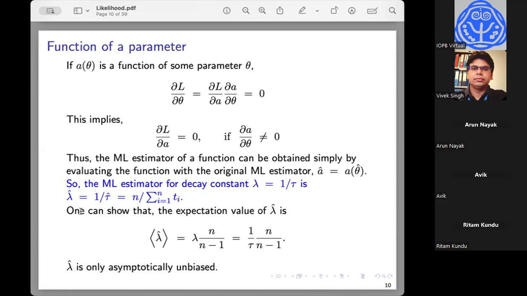If you try to calculate the expectation value of lambda hat, you will see that this lambda hat doesn't actually converge to lambda, I mean, doesn't give you exactly lambda. You get lambda times n by n minus 1. That means only when n is very large will this factor become 1 and lambda hat converge to lambda. So this is only asymptotically unbiased.